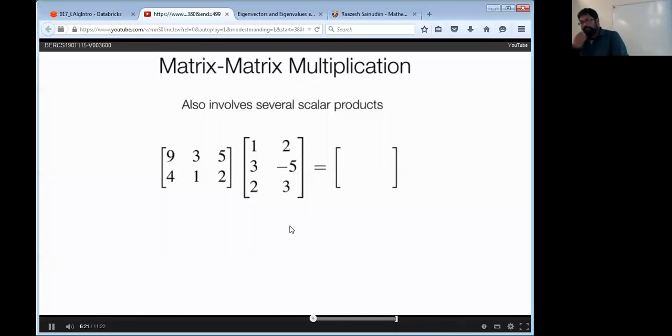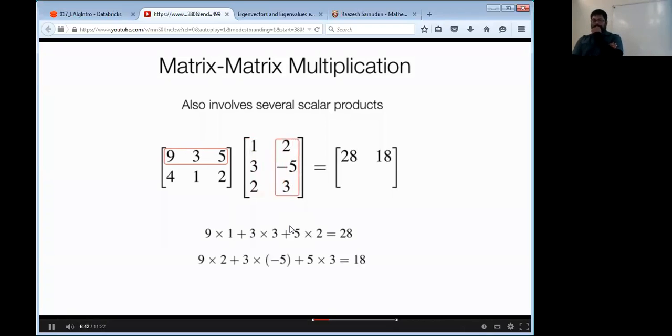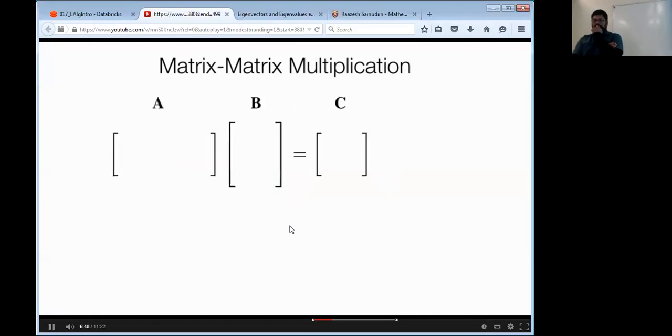Next, let's consider matrix-matrix multiplication. This also involves several scalar products, so let's start with an example. Here, we first take the first row of the matrix on the left and the first column of the matrix on the right, and we take its scalar product, which equals 28, and that gives us the first component of our resulting matrix. We then do the same thing with the second column of the matrix on the right, and that gives us the top right entry of our resulting matrix. If we then continue this process, we get the full result.